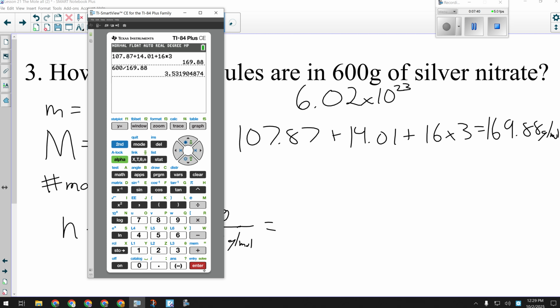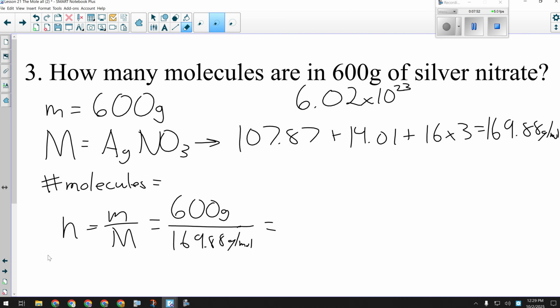Now, rules here. Don't round until you're finished. Only your final answer should ever get rounded. Carry all your decimals through. You're going to see why that's important with this number in just a minute. I'm just going to write on the board 3.53, but I'm keeping all the numbers in the calculator. So I have 3.53 moles. The question wants to know how many molecules are there in 3.53 moles.